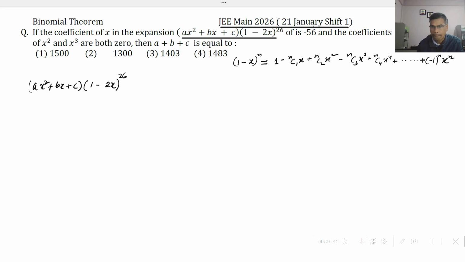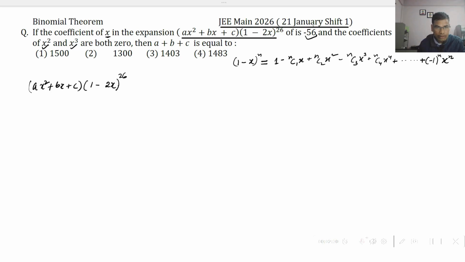So in this question it says that if we expand this product, the coefficient of x is equal to −56, and the coefficients of x² and x³ are both equal to 0. So now let us see how to get the coefficient of x.